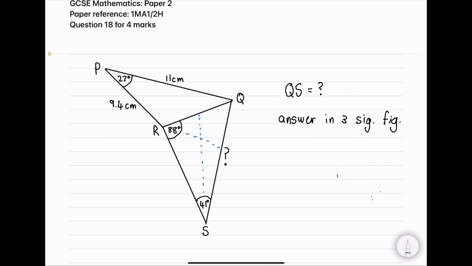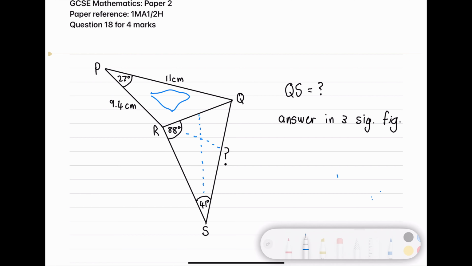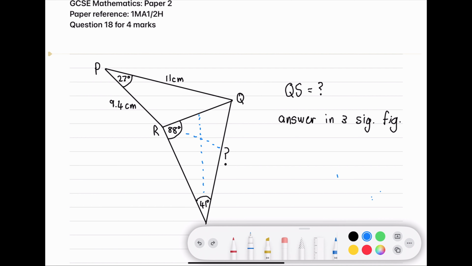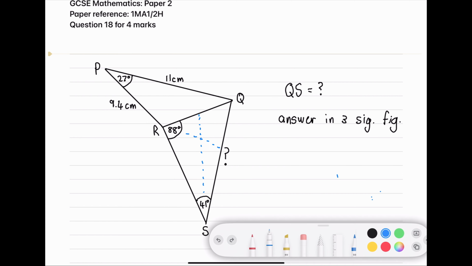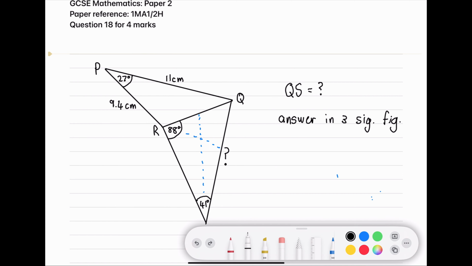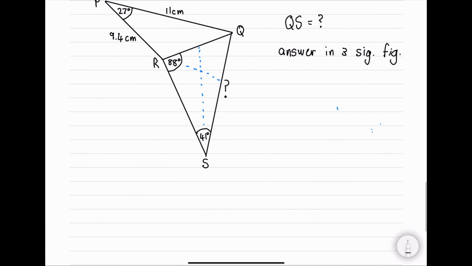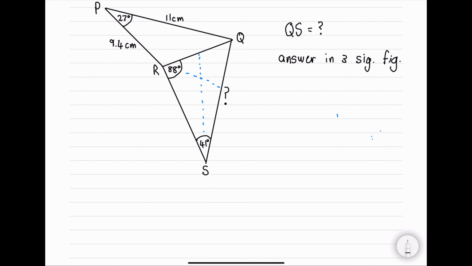So now you can look at the PQR triangle, this one, and you can look at all of the values that you have. You have an angle and you have 2 side lengths, and the angle is in between the 2 side lengths, which means that you can use the cosine rule. So for triangle PQR, the top triangle, we are going to use the cosine rule.